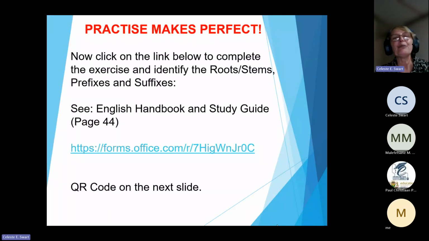Now what I want you to do, remember, practice makes perfect. You're going to click on the link below to complete the exercise and identify the roots or stems, prefixes, and suffixes. Please remember to have a look at your English handbook and study guide if you want to know more about these on page 44.